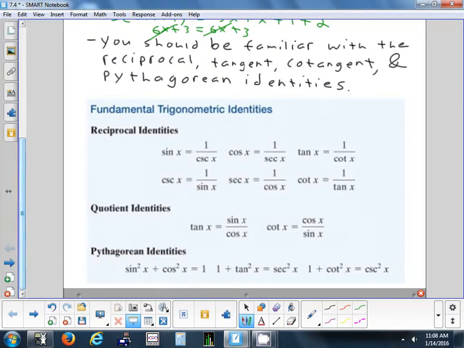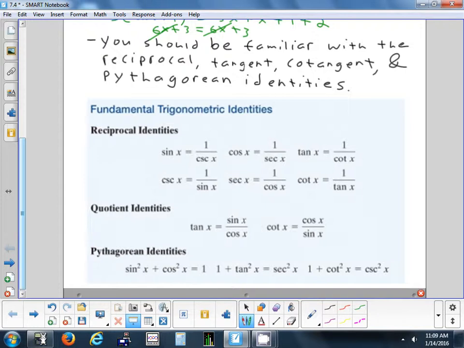So first is our reciprocal identities. If you flip your cosecant, you get sine. If you flip your secant, you get cosine. If you flip cotangent, you get tangent. If you flip sine, that's cosecant. Flip cosine, that's secant. Flip tangent, that's cotangent.